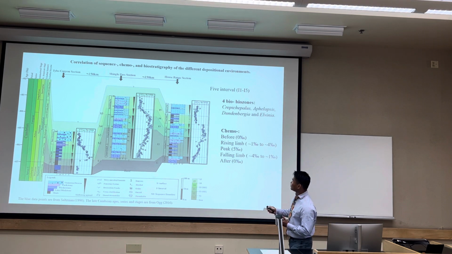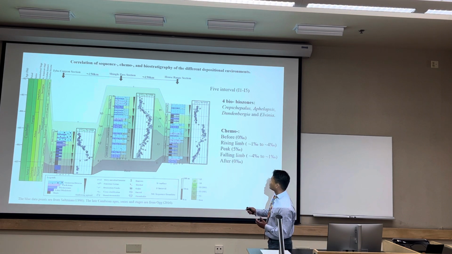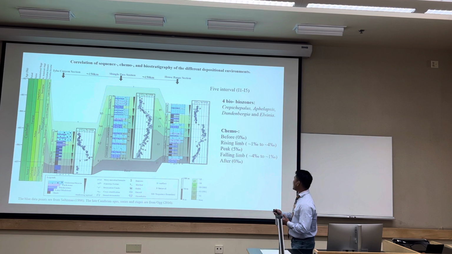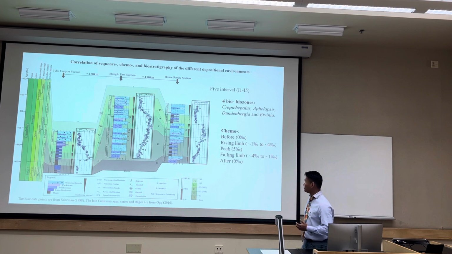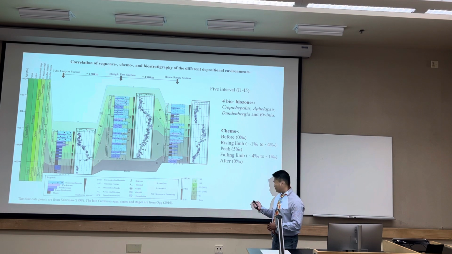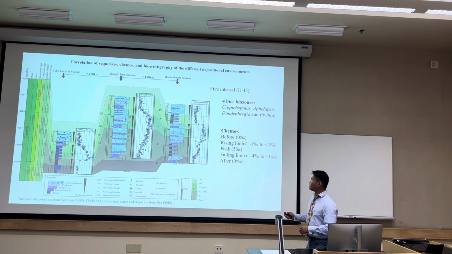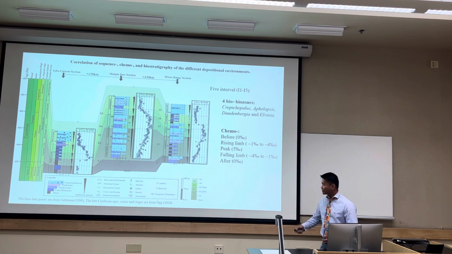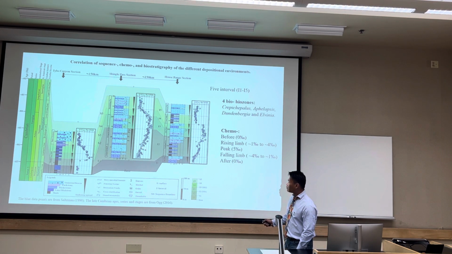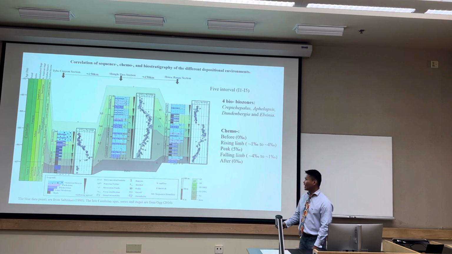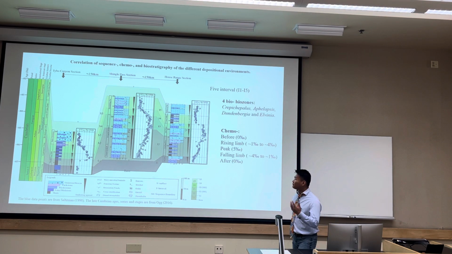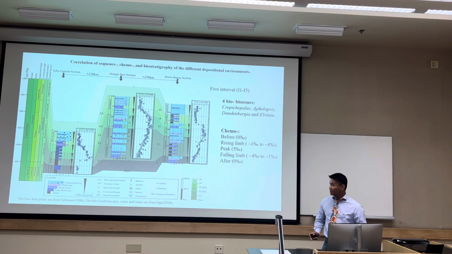This is not very good for decreasing, so here's the dropping limb of the excursion, and then after the excursion, which is right here. For all three deposition environments, we see the SPICE event nicely documented on all these sections. The gray data point would be the data from Saltzman 1998, and the blue data point would be from this study. So now let's look at each stratigraphic section in detail.